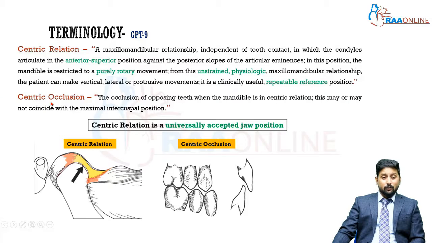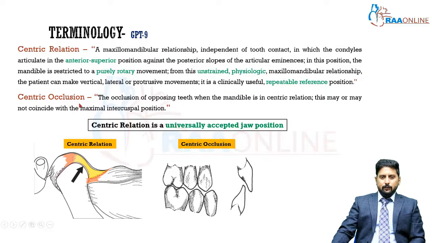Next, let's move on to centric occlusion. Occlusion basically means the relationship between the upper and the lower teeth, right? Now, centric occlusion is basically the relationship of the upper and lower teeth when the mandible is in a centric relation position. So when the mandible has gone to a centric relation position, whatever relationship exists between the upper and lower teeth, we call it the centric occlusion. This may or may not coincide with the maximal intercuspal position.